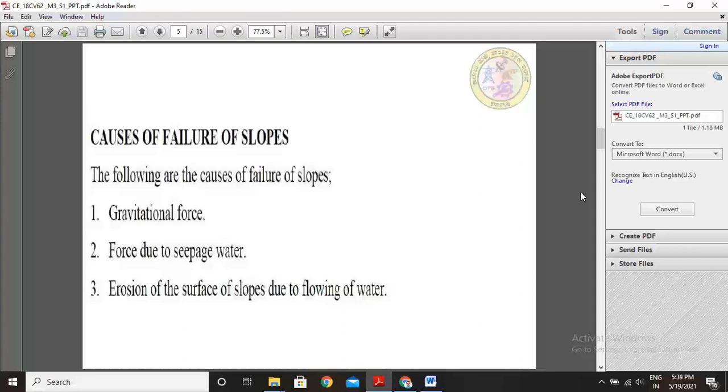Next is erosion of the surface of slopes due to flowing water. Due to this also, slope failure takes place. Nowadays, the best example is towards the northern side. Kedarnath is the best example for this erosion.